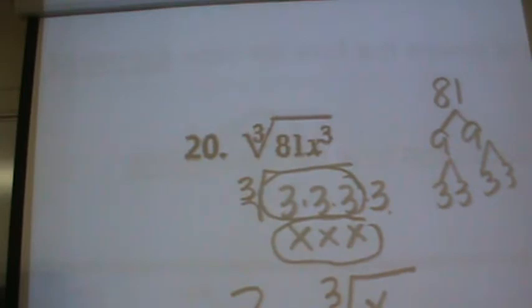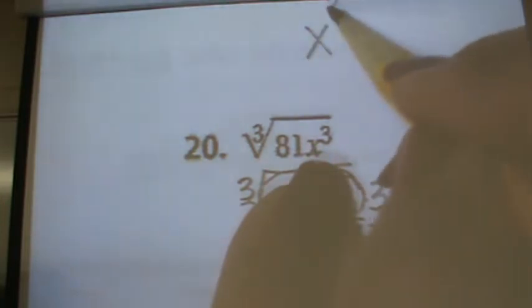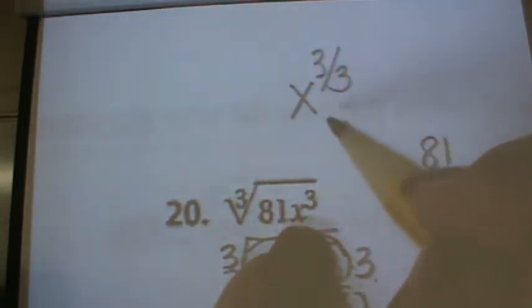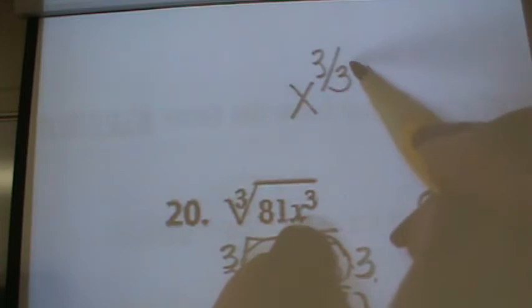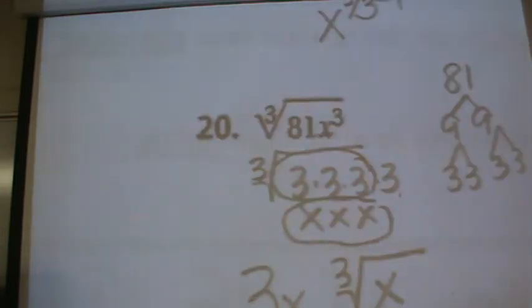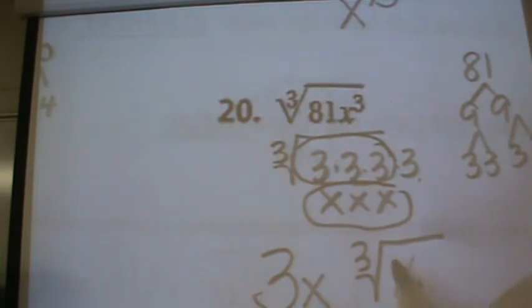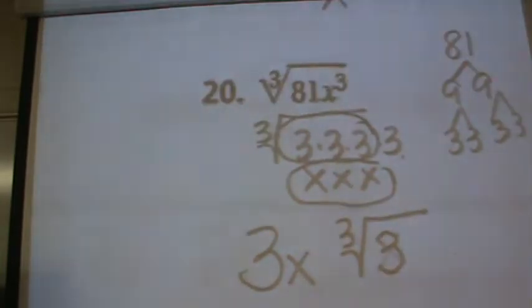Now the other thing you could have done, if you're good with these, is rewrite this as x to the 3/3. And what is another name for 3/3? It's 1. So that's how you got that. Wait, what did I put in x? That should be a 3. Sorry guys, but I caught my mistake, so that should be a 3.